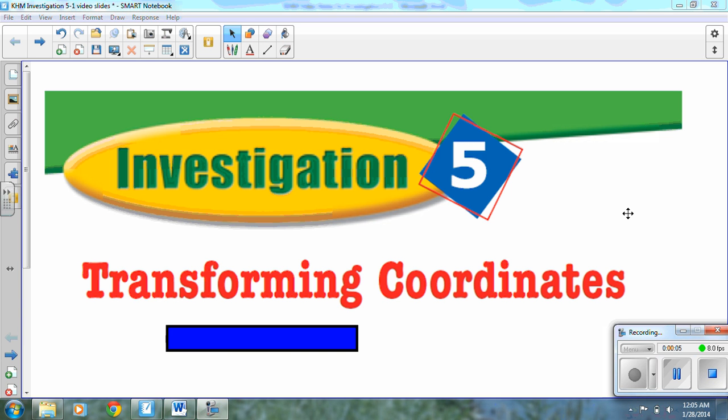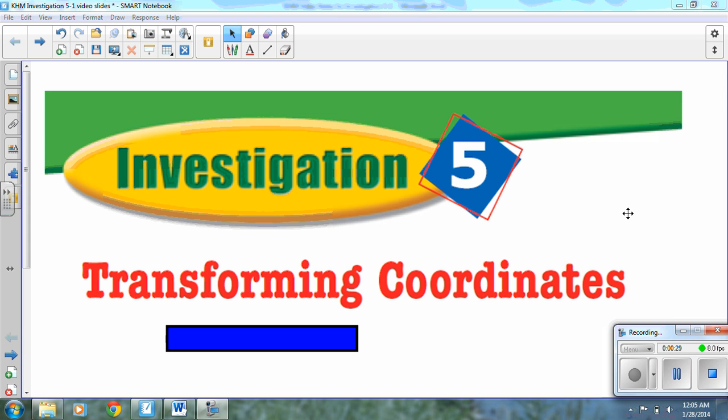Alrighty, so we are looking at investigation 5. If you'd like to follow along in your book, I'm talking about pages 78 and 79 in your textbook. Make sure to have your green note paper available so you can answer the questions as we go along. The title of this investigation is Transforming Coordinates.